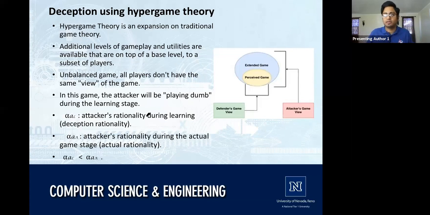The case can be made for chess or any kind of strategic interaction. So in order to capture this, we use hypergame theory. Hypergame theory is an additional expansion on traditional game theory. Basically, there are additional levels of gameplay and utilities available on top of a base level, which are only available to a subset of players, which creates an unbalanced game where all players don't necessarily have the same view of the game. Now, what do I mean by view of the game?